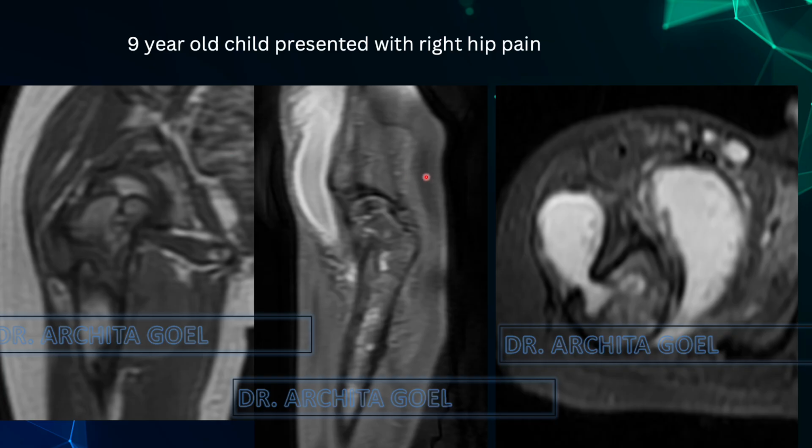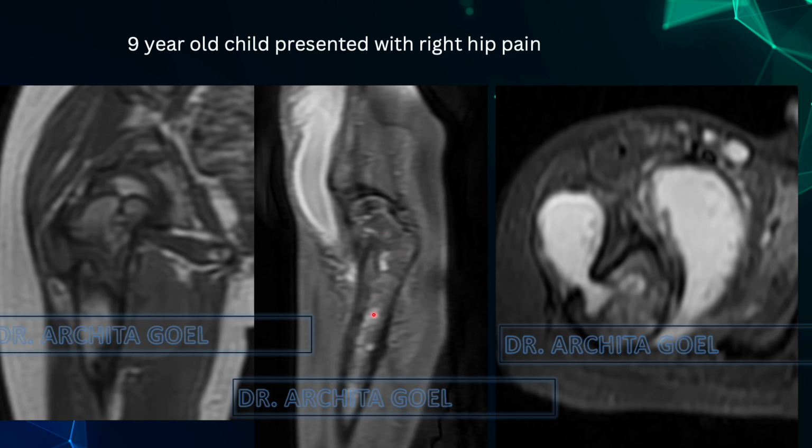Here we have a 9-year-old child who presented with right hip joint pain. The child was being treated for right psoas abscess. So here you can see I have three images. This is T1 weighted coronal, PDFS sagittal and PDFS axial image.